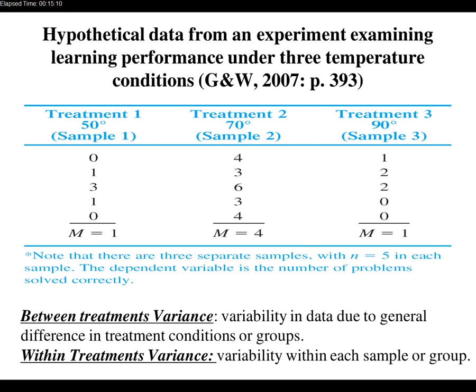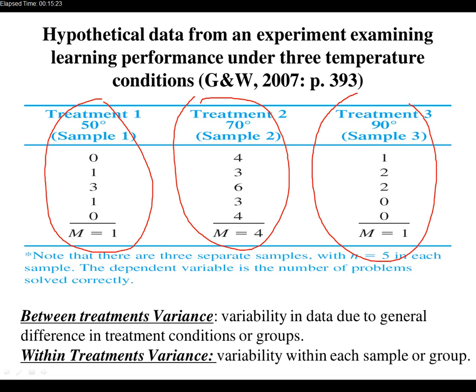All right, let's take a look at this. This is important to try to get your brains around. So I'm going to use my pen. This is sample 1, sample 2, and sample 3. And each one of these, we're looking at test performance across temperatures. In other words, do you take tests better when it's cooler, when it's hotter, or at a comfortable middle temperature? So we're looking at an experiment examining learning performance under these 3 temperature conditions.